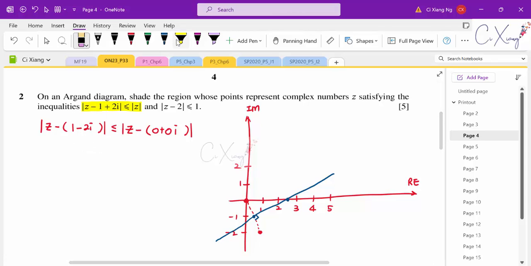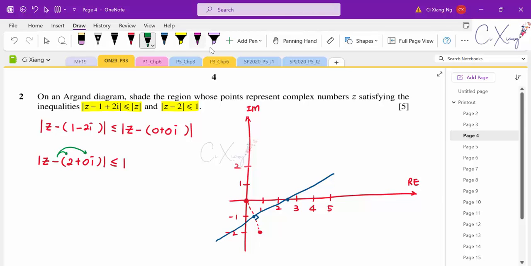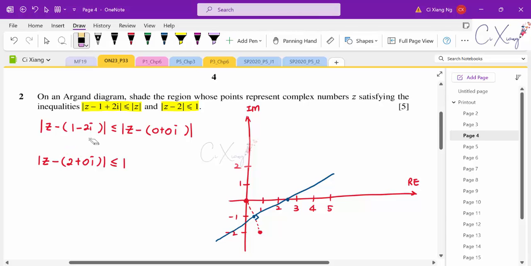Alright, so I want to try the other one. For the other one, I'm having modulus z minus 2 smaller than or equal to 1. To sketch modulus z minus 2, I need to rephrase it to become modulus z minus a complex number smaller than or equal to 1. So what is this particular complex number here? To get back z minus 2, by right I'm having 2 plus 0i here, so that when you multiply the negative inside, you get back modulus z minus 2. I rephrase it into this form so that I know the center of the circle.